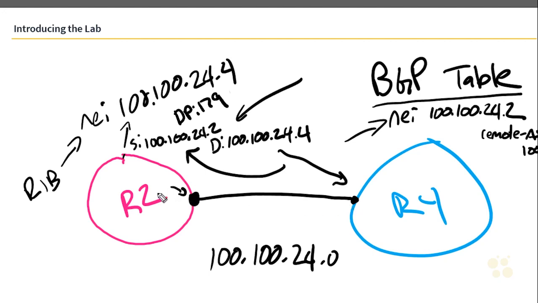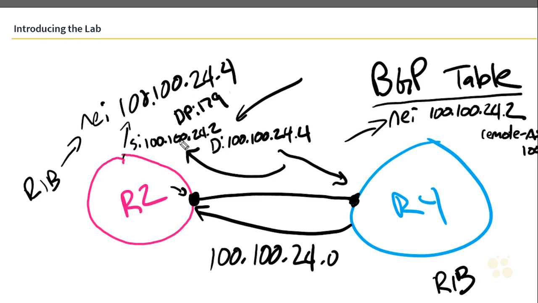The flip side happened over here on R2. When R4 sent a packet destined to 100.100.24.2, it checked its routing table, saw that it had a locally connected interface, and sourced its traffic to R2 from that locally connected interface, which was 100.100.24.4. Because R2 was configured to have a neighbor with that IP address, the neighbor relationship was able to come up.